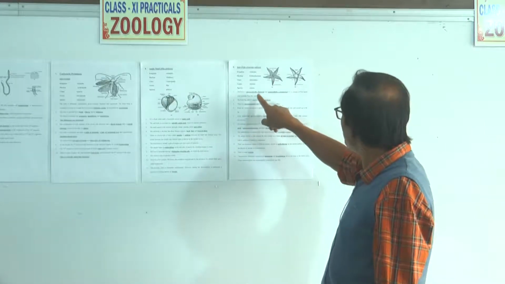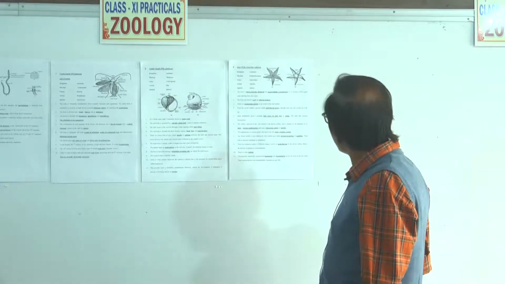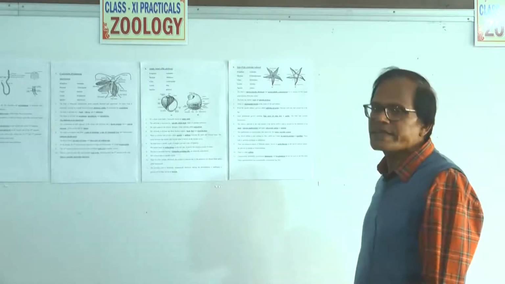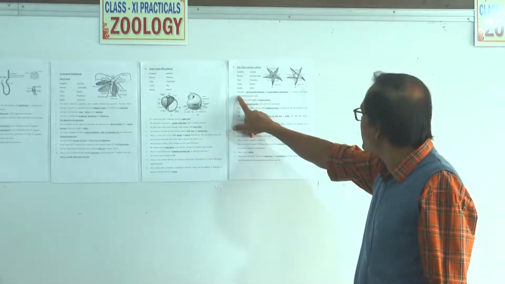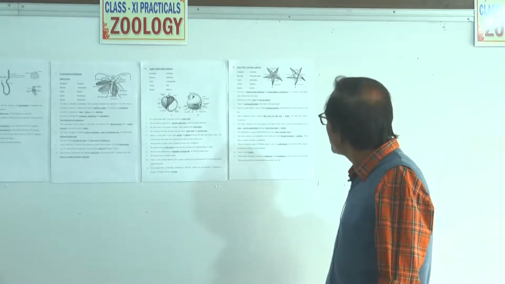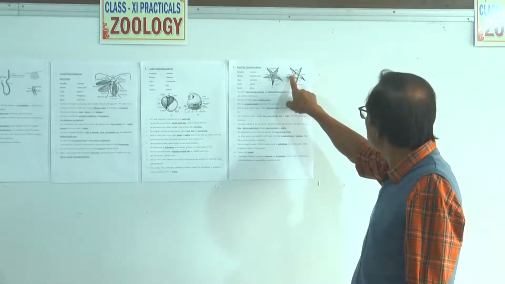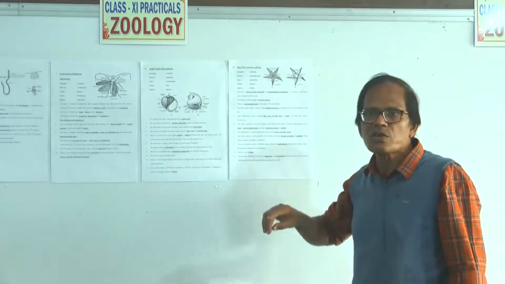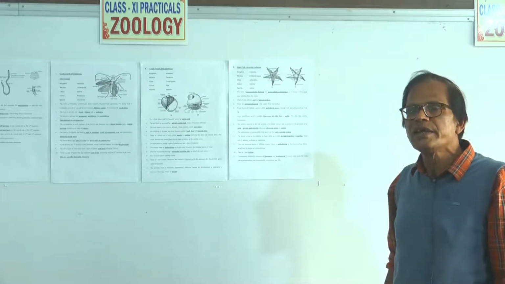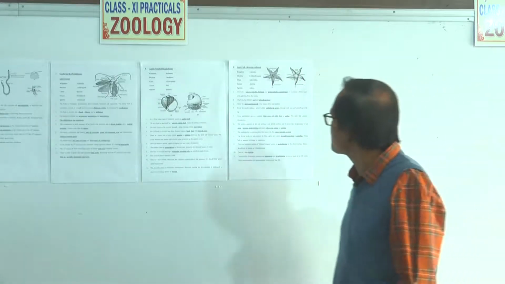The dorsoventrally flattened body is pentaradially symmetrical. It consists of 5 equal arms radiating from the center. There is a mistake here, the R is missing from here. Radiating from the center. The body has distinct oral and aboral surfaces. These are the two surfaces. This is the oral surface. The oral surface is the surface where there is a mouth. The aboral surface is exactly the opposite surface. This is the oral surface, this is the aboral surface.